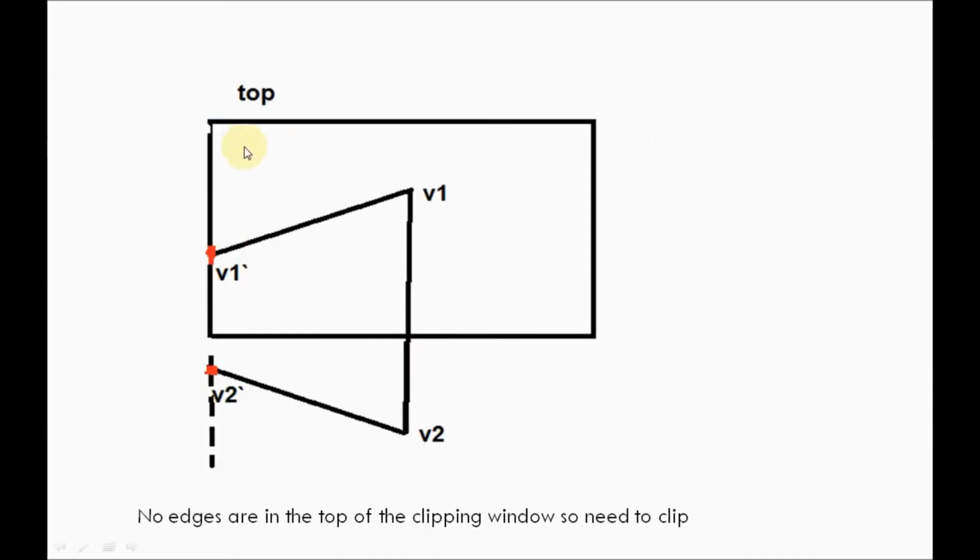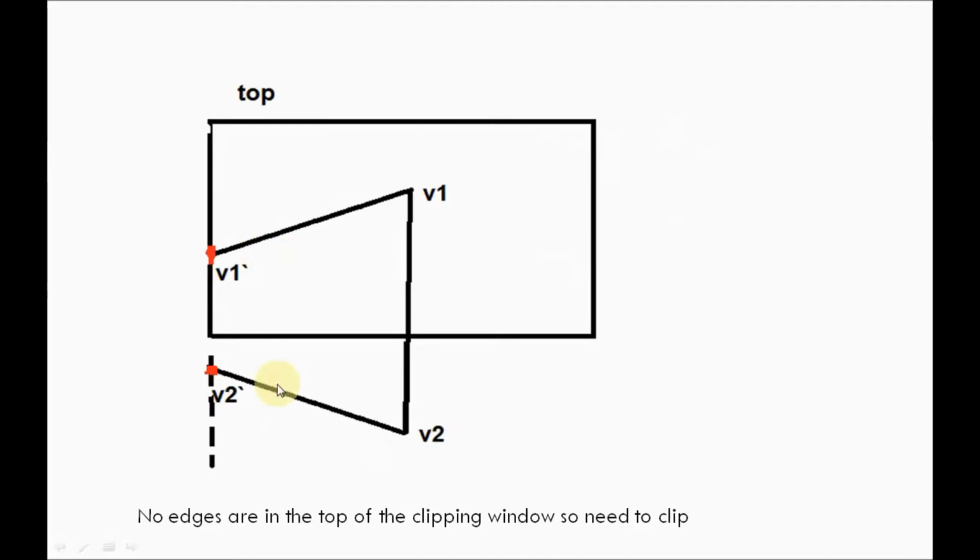So I have to clip the top side, but you can see here no edges are at the top of the clipping window. In the top side no edges are there. Then how can you clip? So no need to clip, because no edges are on the top side. So again the polygon remains the same.